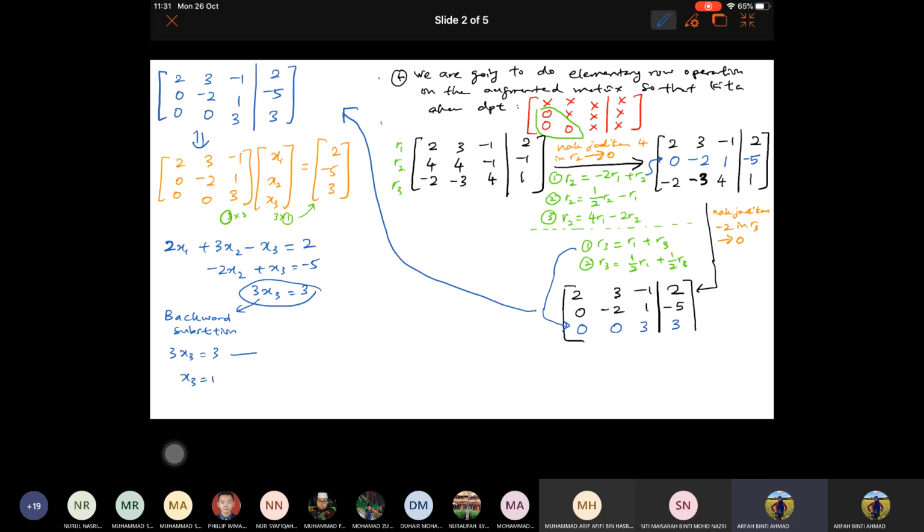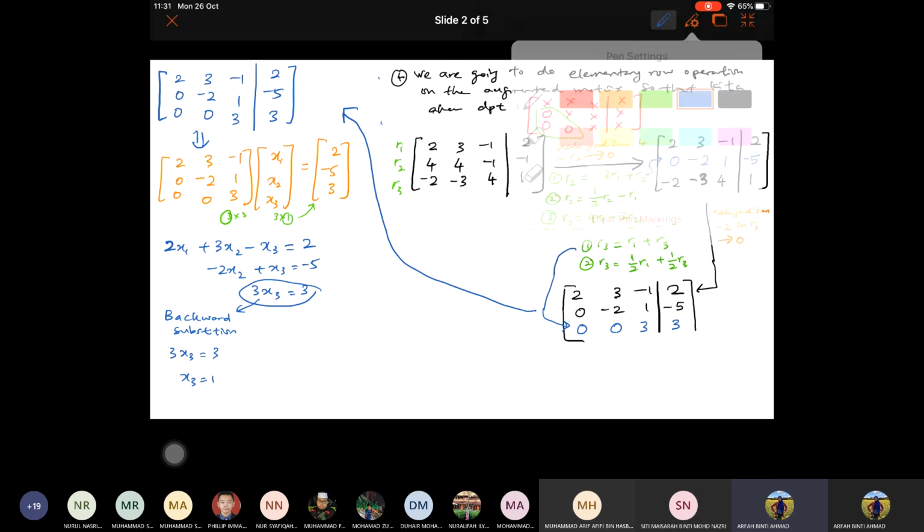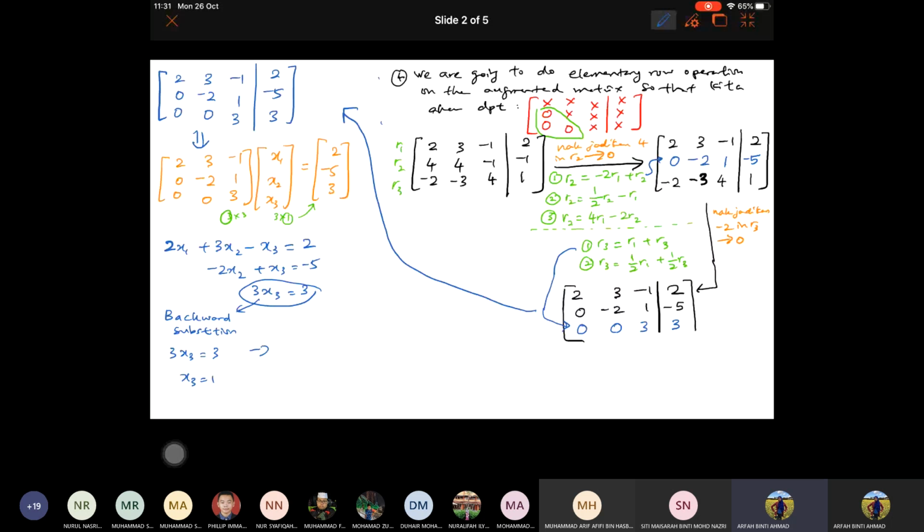Okay. Then the next one, you transform into the second equation. Tengok persamaan yang kedua pula, awak ada negatif 2x2 tambah x3 sama dengan negatif 5. So negatif 2x2 tambah x3 tadi awak dah kira 1, masukkan dalam ni sama dengan negatif 5. Dapatlah x2 awak sama dengan 3.